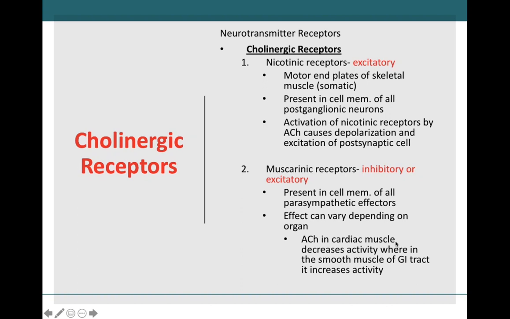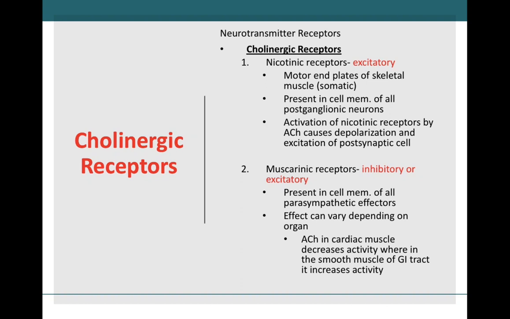The parasympathetic response on the heart is to decrease heart rate. While at the same time, acetylcholine is going to activate smooth muscle that can be found in the GI tract, which is another parasympathetic response that we see. So it just depends on which organ contains the muscarinic receptors and whether or not those muscarinic receptors are inhibitory or excitatory for each individual organ.